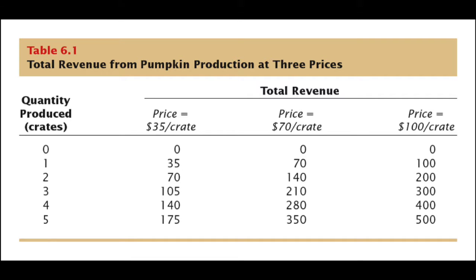This table shows an example of calculating total revenue using 3 different prices. We can see that at any given quantity, higher prices will result in higher revenues. Similarly, at any given price, total revenue increases when the quantity sold increases. Note that in a competitive market, the increase in revenue brought about by selling one more unit of the good is equal to the price of the good.